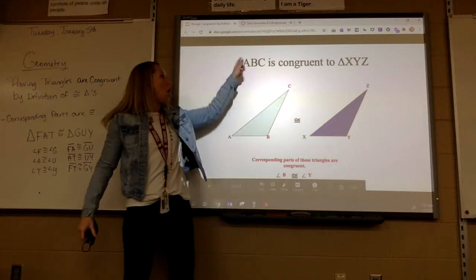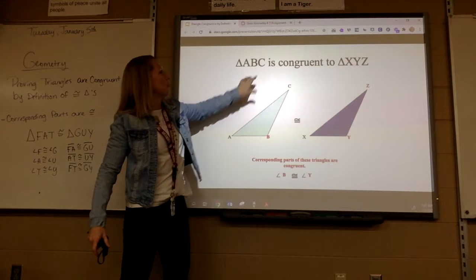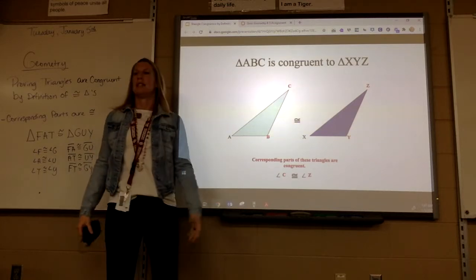And yeah, you can see it on the picture, but sometimes the triangles are turned and it's harder to tell. Always look at the statement. So angle C would be congruent to angle Z.